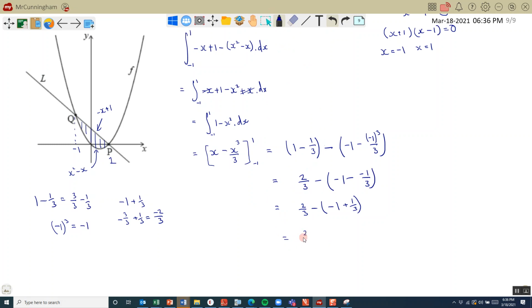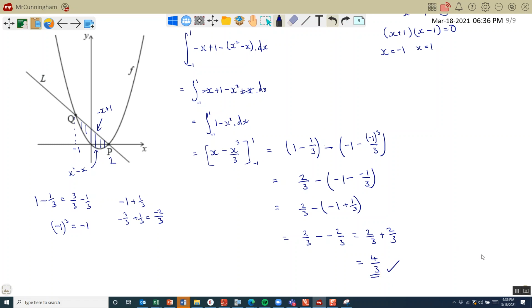So I've got that 2/3. I'm subtracting off, and we said that this is equal to negative 2/3. And the two negatives become a plus. Subtracting a negative is the same as adding a positive. Add your numerators. Do not add your denominators. And that is our area, 4/3.